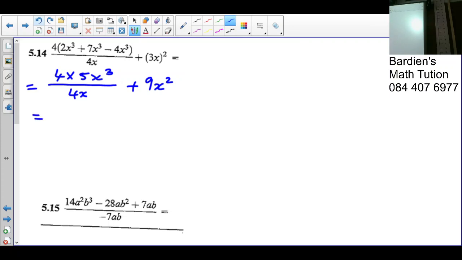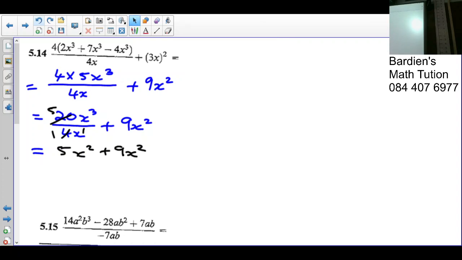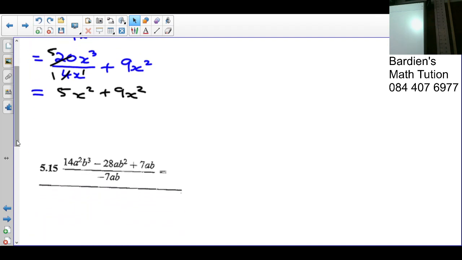So what is 4 times 5? 20. x cubed over 4x plus 9x squared. Now what? Simplify. 4 goes into 4 once, 4 goes into 20 five times. So 1 here. So it's going to be x cubed over x plus 9x squared. Now what? Are they like terms? Yes. So that will simply give us 14x squared. Any confusion there? No?